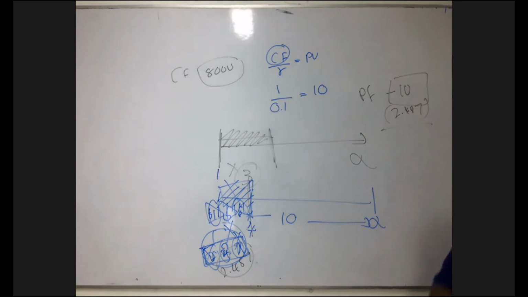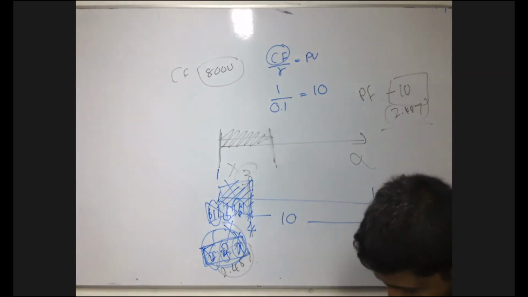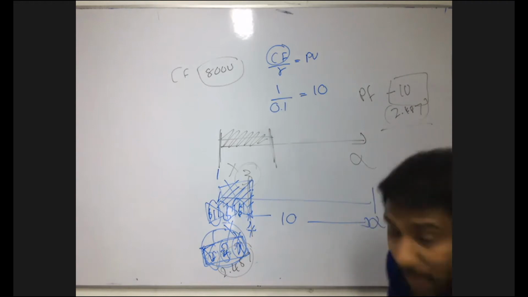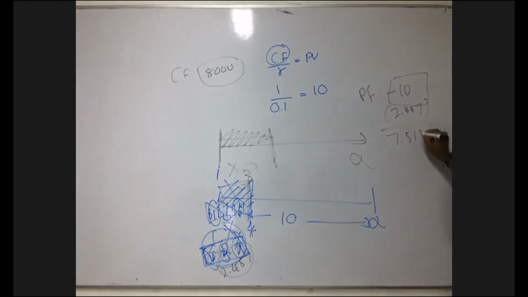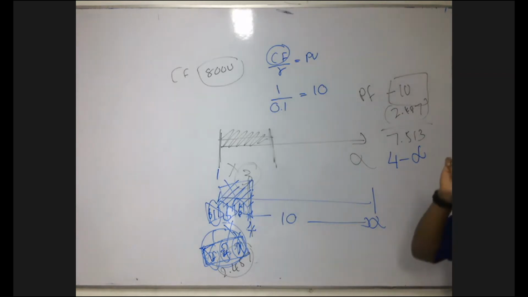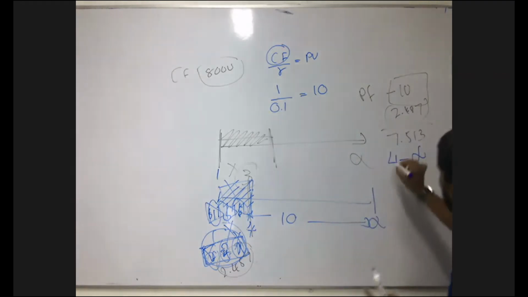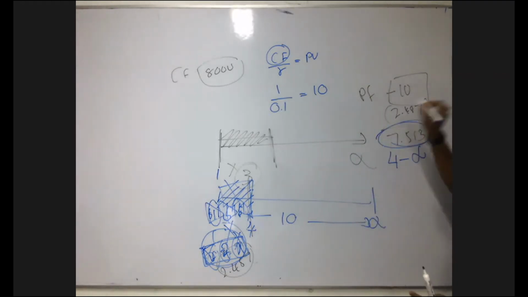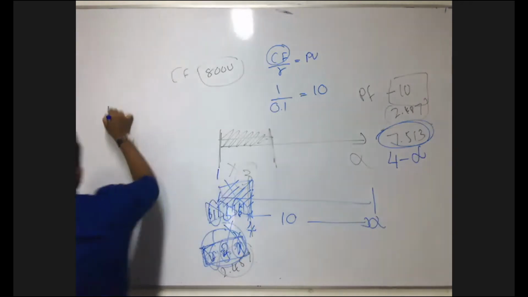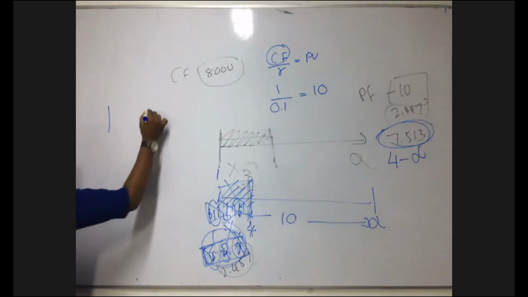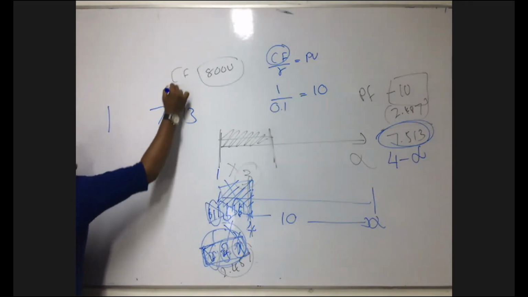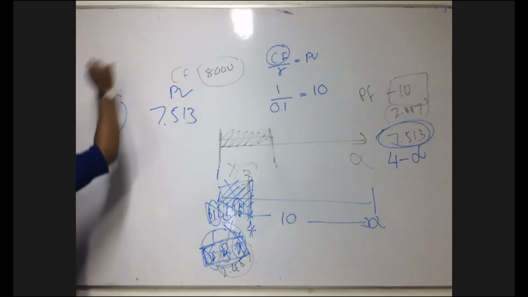2.487. How much is that, guys? 10 minus 2.487. You are getting 7.513. What is the meaning of the 7.513, guys? From year 4 to perpetuity, if you are getting $1, the present value of that $1 is 7.513. If you are getting $1 for the perpetuity, 7.513 is the present value.